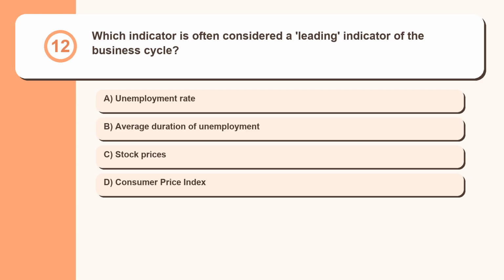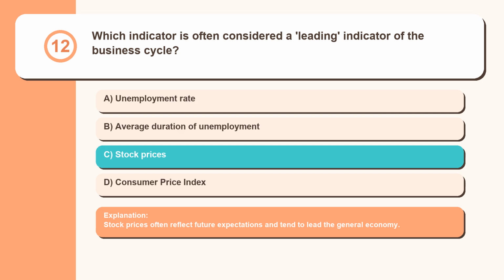Question 12. Which indicator is often considered a leading indicator of the business cycle? Unemployment rate, average duration of unemployment, stock prices, consumer price index. Stock prices often reflect future expectations and tend to lead the general economy.